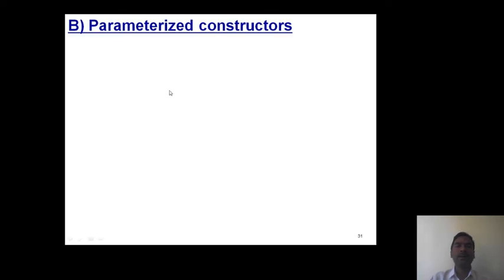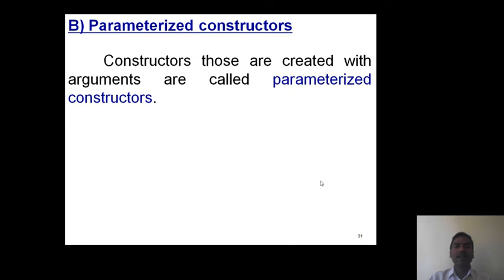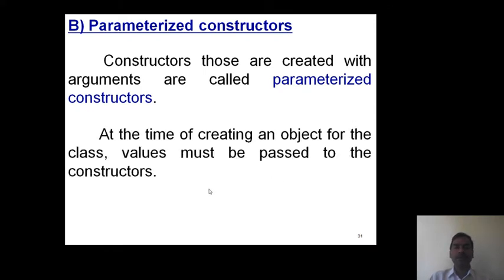The second one, parameterized constructors. It is also possible to design constructors by passing some arguments. Constructors with arguments are known as parameterized constructors. So when we design a parameterized constructor, at the time of creating the object, we must pass values to the constructor.